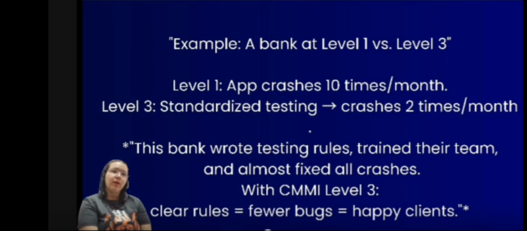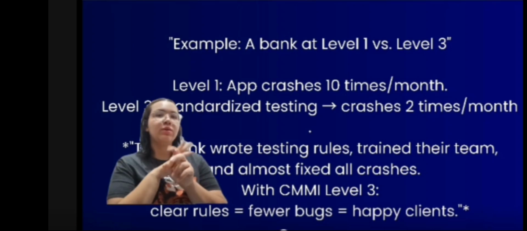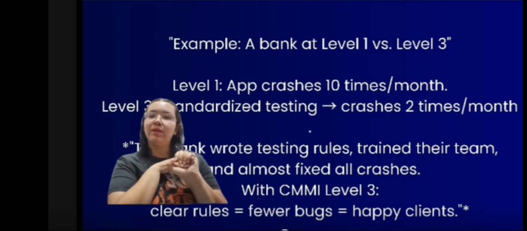For example, a bank at level 1 versus level 3. In level 1, the app crashes 10 times in the month. In level 3, with standardized testing, it crashes 2 times in the month. In this example, the bank wrote testing rules, trained their teams, and almost fixed all crashes. With CMMI level 3, there are clear rules, fewer bugs, and happy clients.